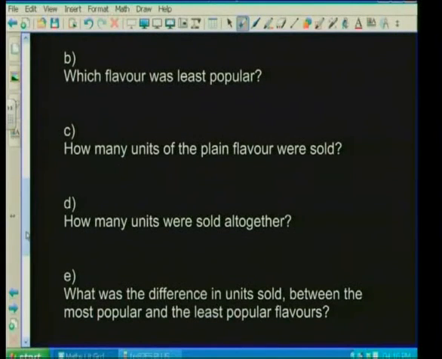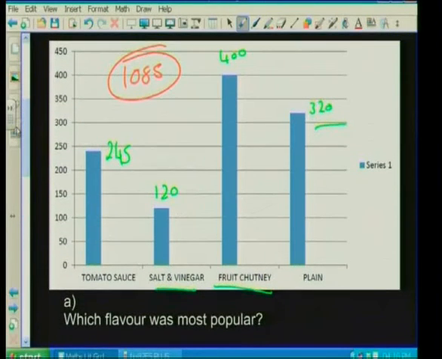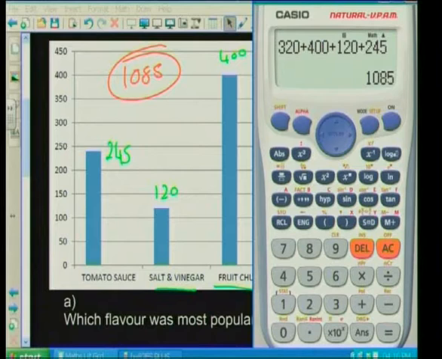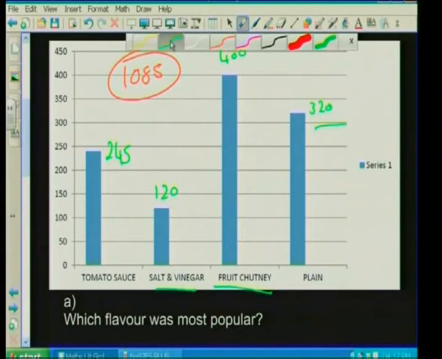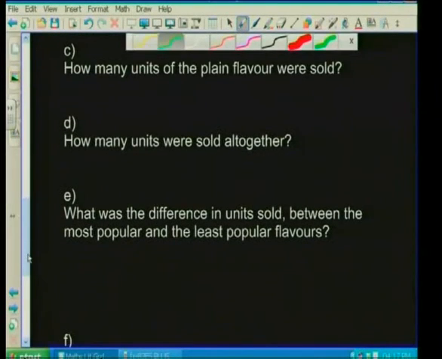Next question. What was the difference in units sold between the most popular and the least popular? Well, this is also easy, isn't it? Because we know our most popular were 400. So we've got 400 packets of chips, which was most popular. We are going to subtract the least popular, which was salt and vinegar, of 120. What's my difference? 280. So 280 was the difference.